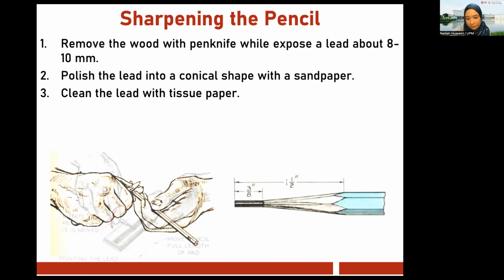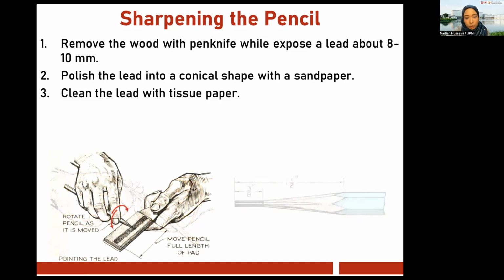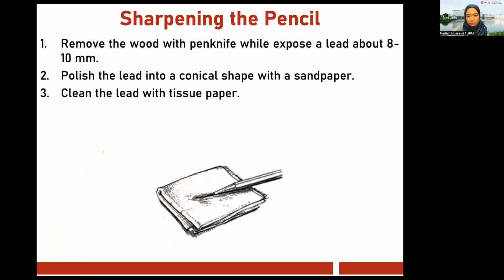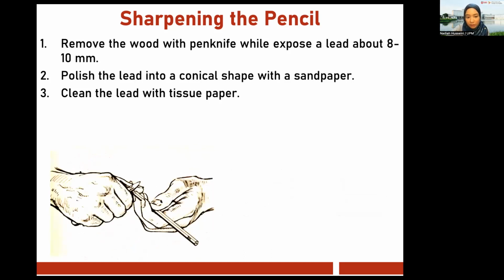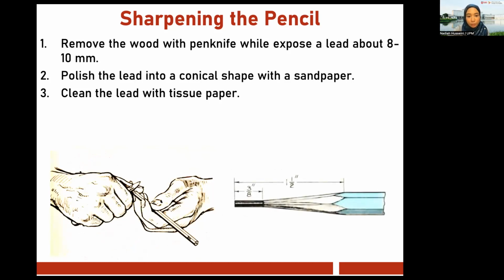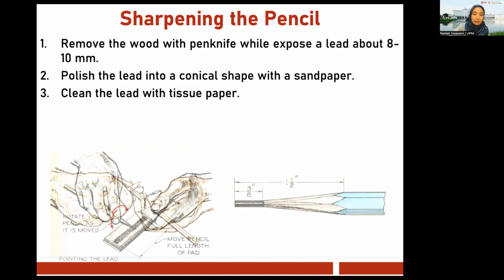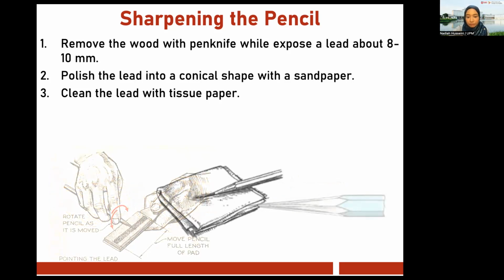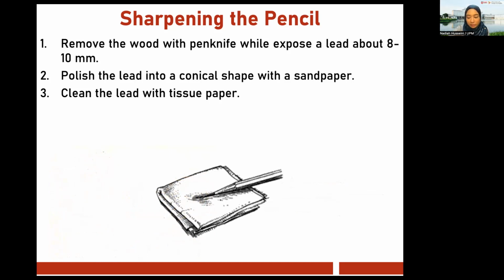Okay, so this is how it looks like. Of course, this one is if you're going for that exact pencil shape, or you can go for the regular conical shape. Sorry, after the knife, you expose the lead, right? And then you sandpaper it to become conical shape. Okay, so in the end, it looks like a regular pencil sharpened with a sharpener.